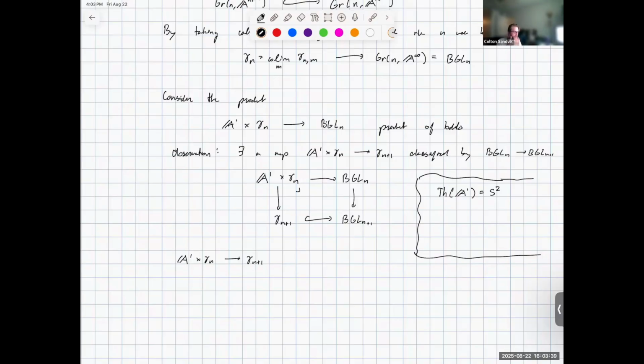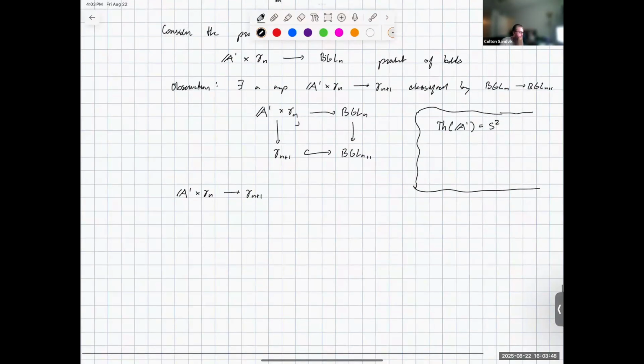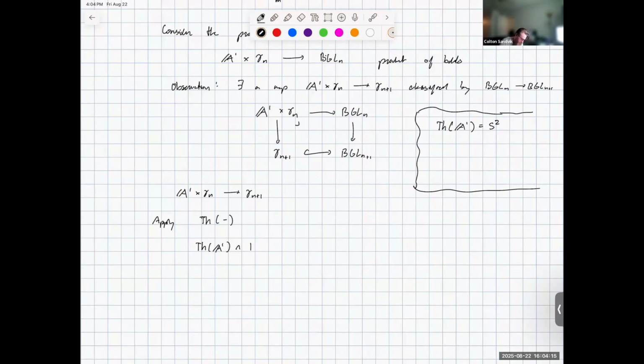So the idea is if we do this in algebraic geometry, then we get this P1, and this will give us our structure maps for the spectrum. So let's apply Th to this, and now we have to use some facts that Krishan either proved or we didn't prove. Of course this is monoidal, so it takes smooth schemes and produces smash products.